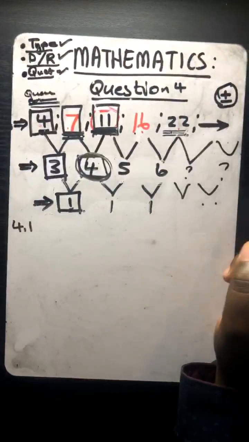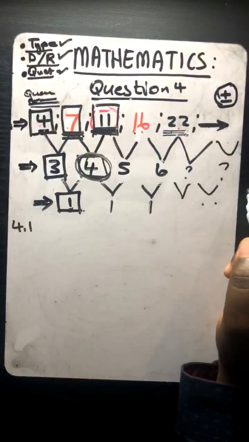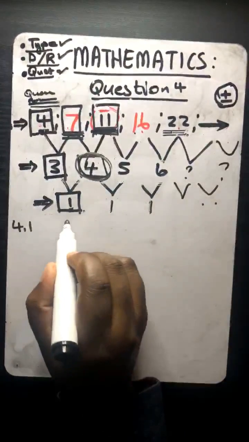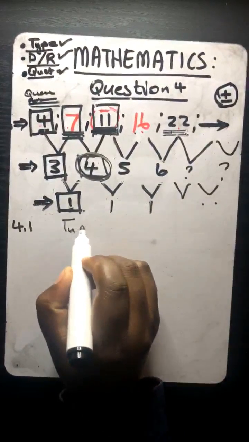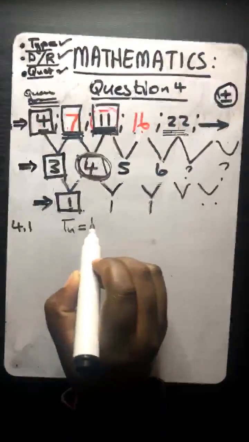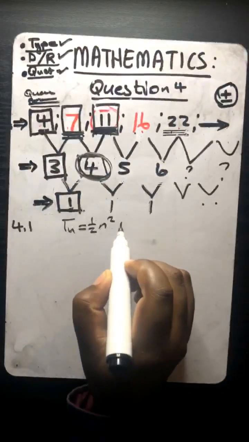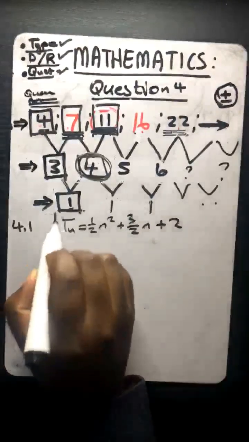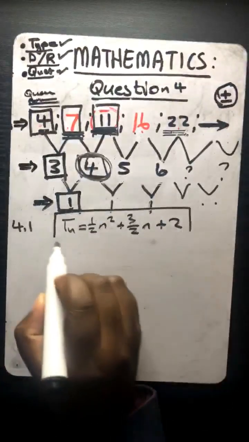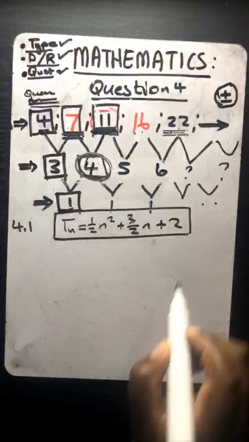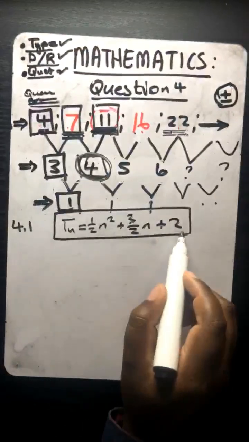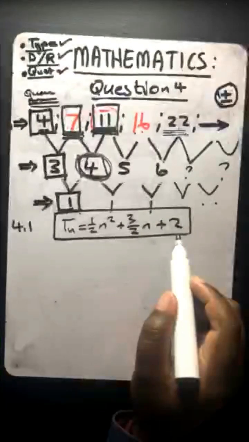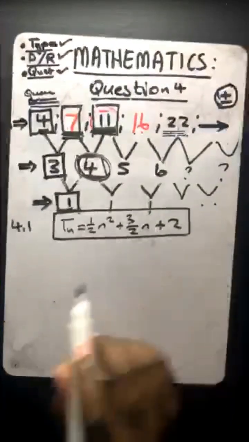But this is what I'm going to do. Remember, our general formula is Tn, which is equals to what? It's actually half n squared plus 3 over 2n plus 2. Yes. So the problem with this question is that already you are having a very complicated formula, and the question itself is also a bit tricky or complicated, let's say both.